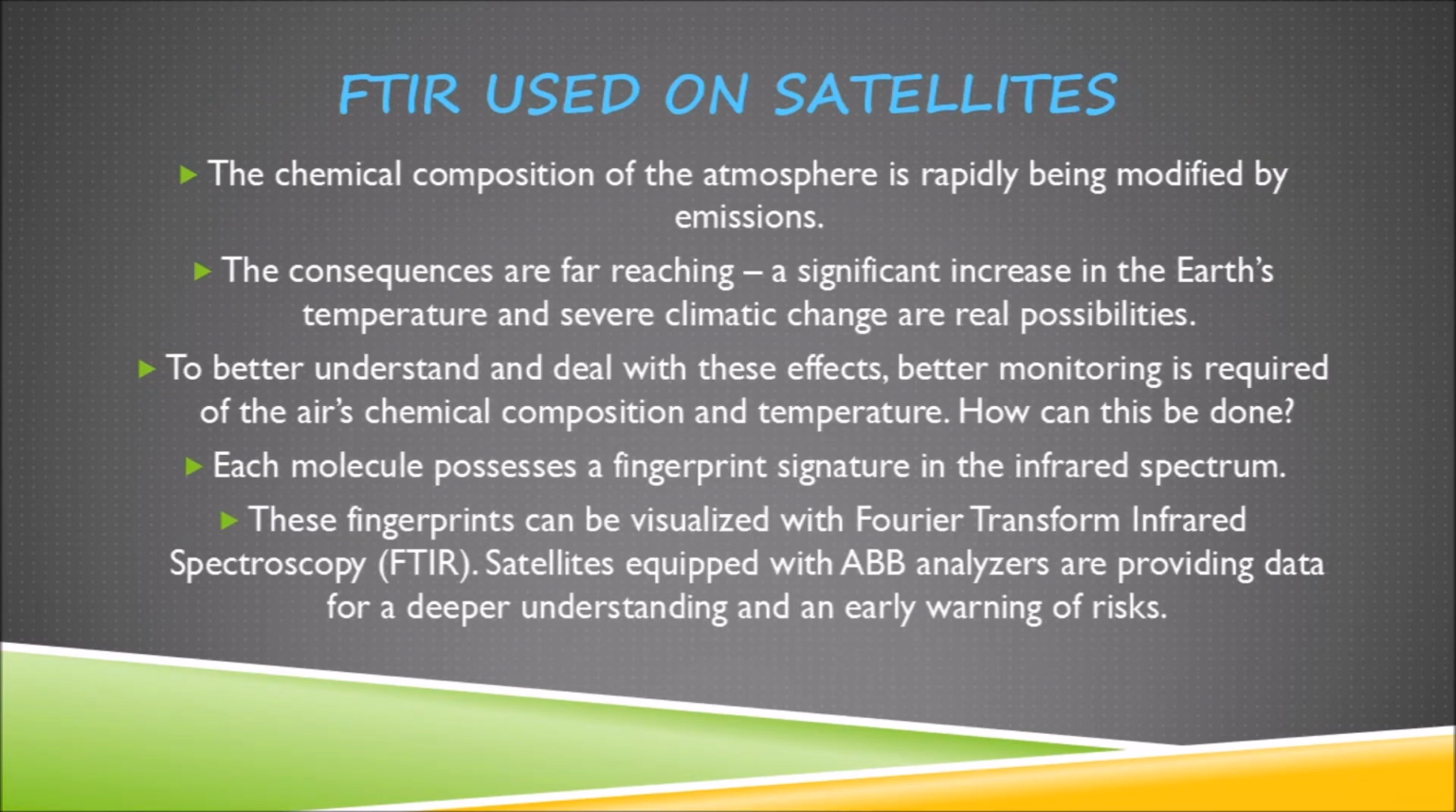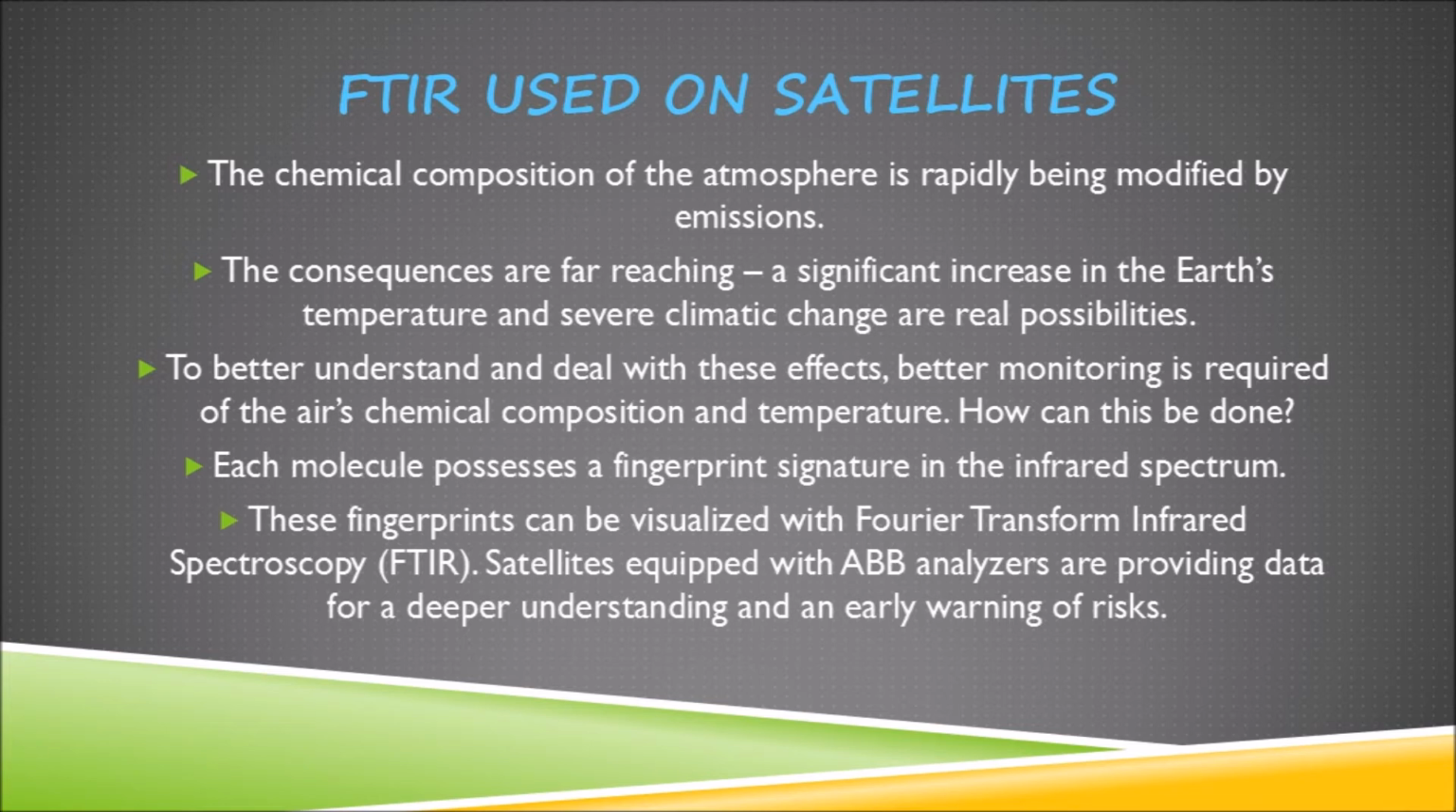Okay, so lastly, FTIR is also being used on satellites. Why is it being used on satellites? First, the chemical composition of the atmosphere is rapidly being modified by emissions. The consequences are far-reaching. A significant increase in the Earth's temperature and severe climatic change are real possibilities. To better understand and deal with these effects, better monitoring is required of the air's chemical composition and temperature.